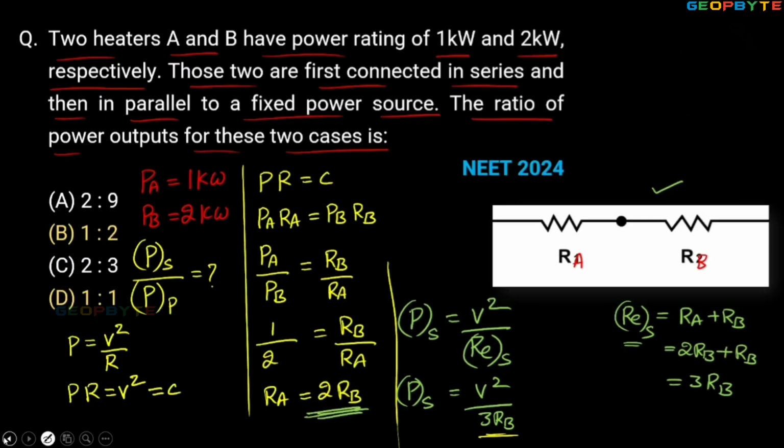It is 2 by 9. Look at the options. Look at option A. Option A is absolutely correct. I hope all of you clearly understood. Understood or not? This is a very, very important problem.